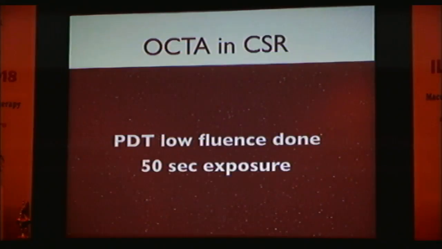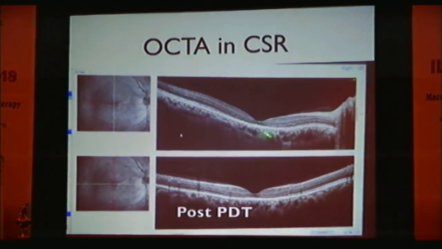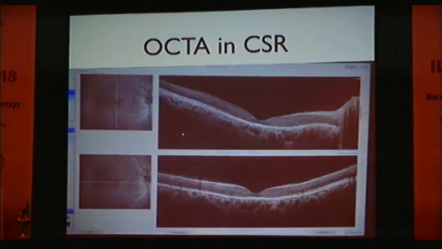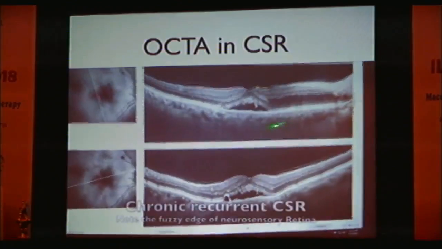And in the choriocapillaris layer, you can see that there is pachychoroid. And this is after PDT. This is how it seems. Now, another patient, since 4 years, chronic CSR.